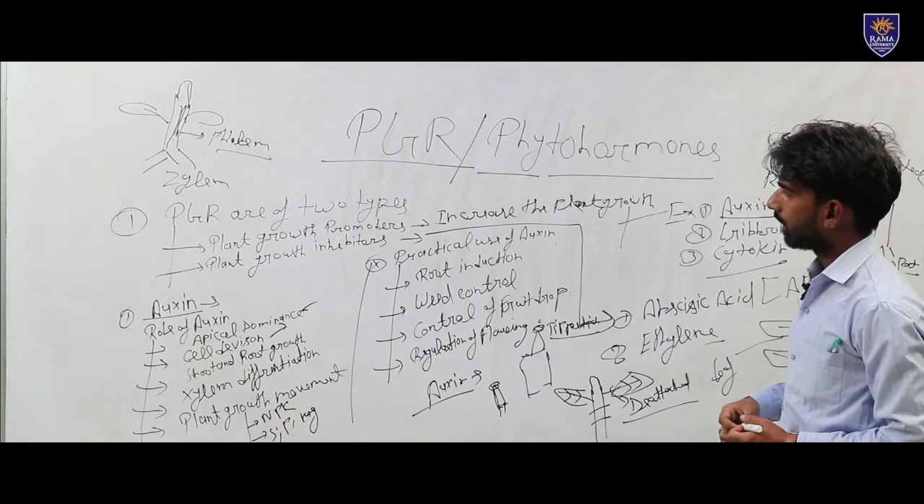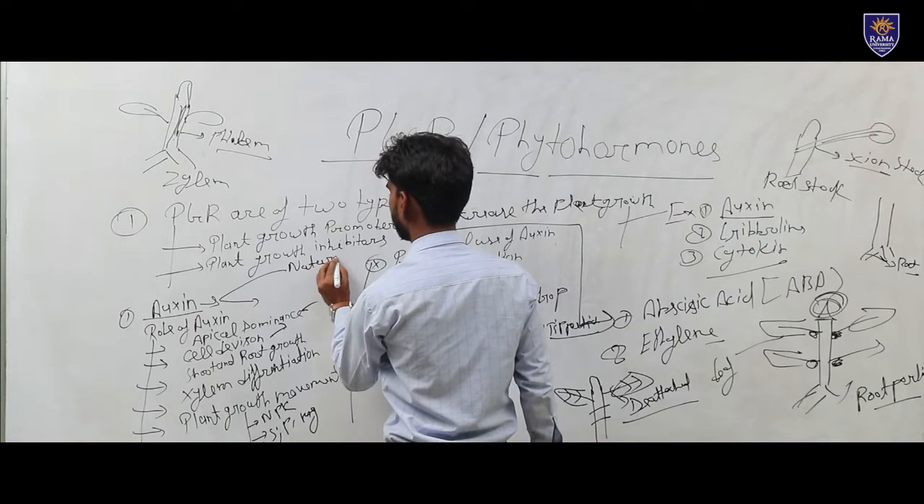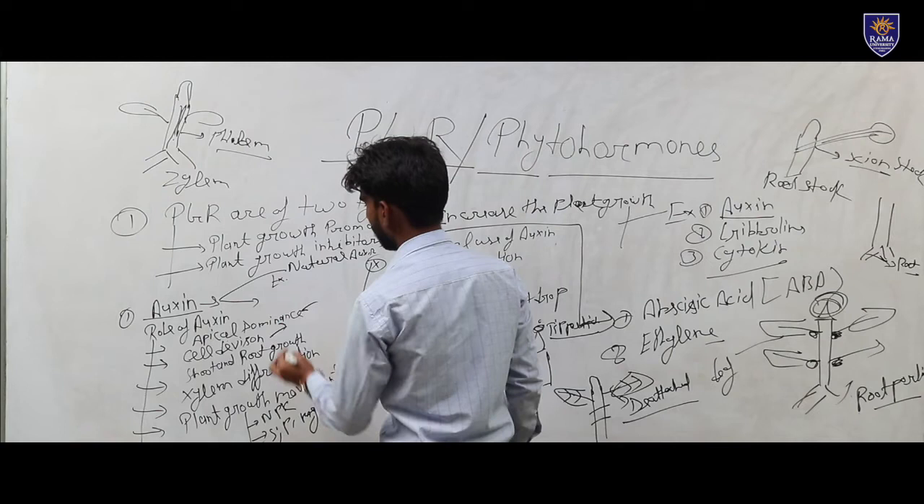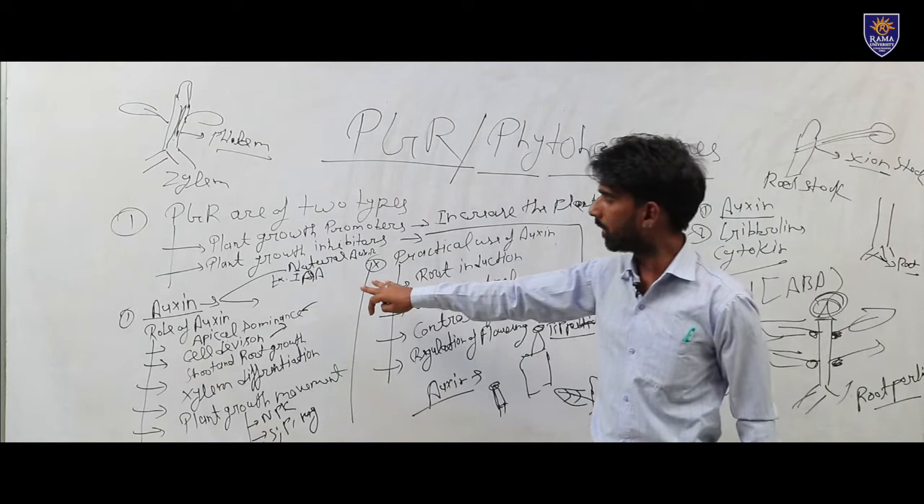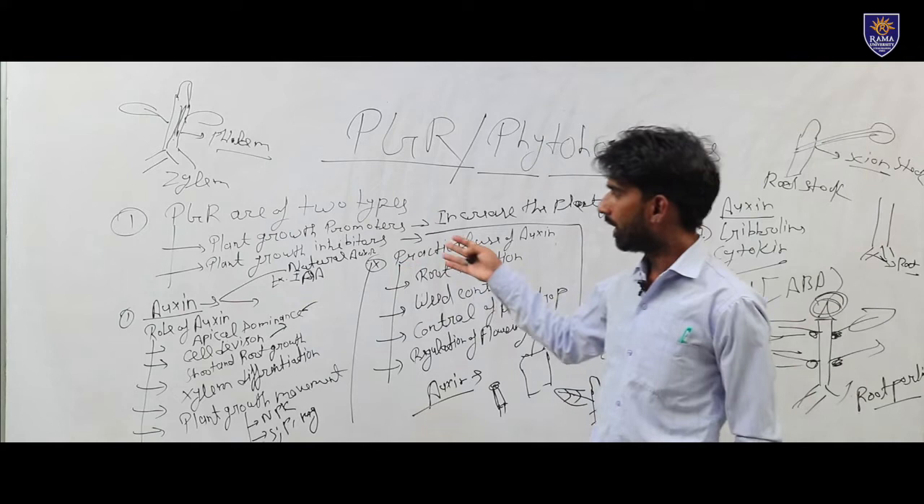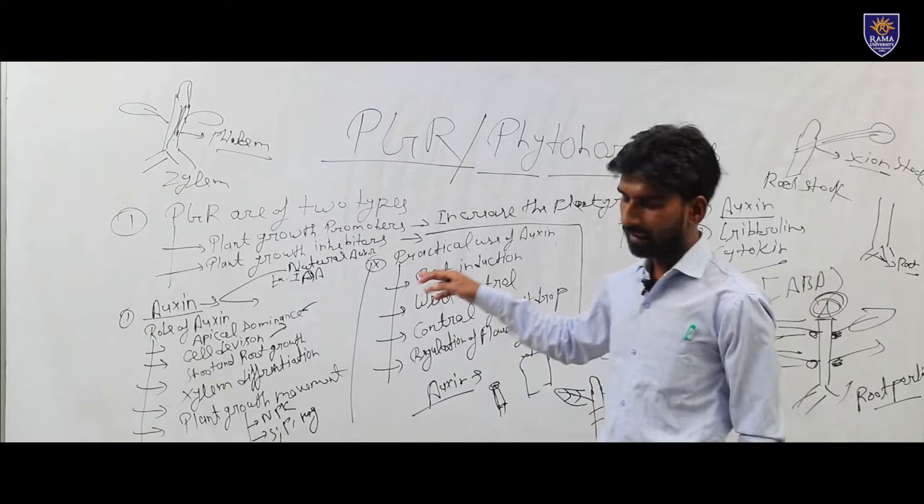After all this, we talk about auxin. Auxin is of two types. First, natural auxin. For example, IAA, also known as indole-3-acetic acid. It is a very important example for auxin from the exam point of view. If the examiner asks for a natural auxin, we can say IAA, the full form being indole-3-acetic acid. And second is synthetic auxin.